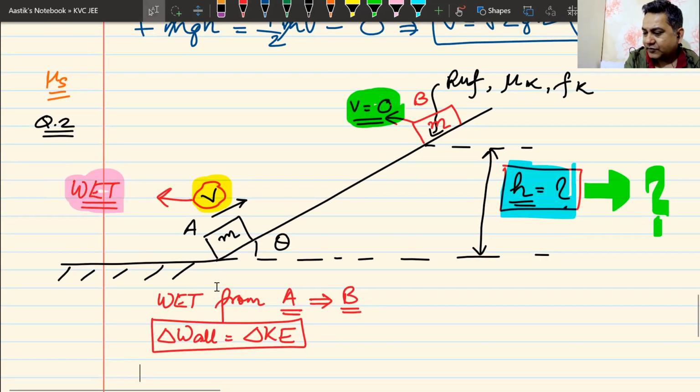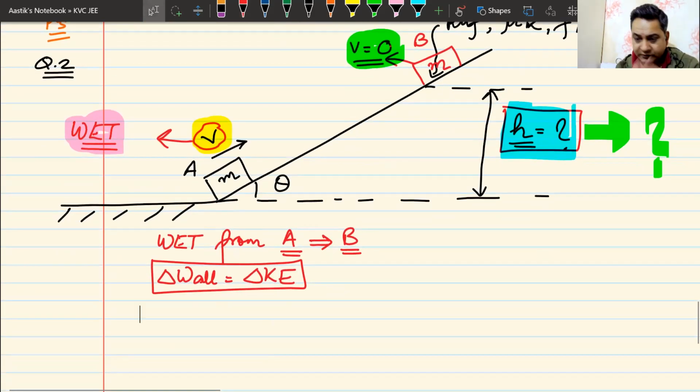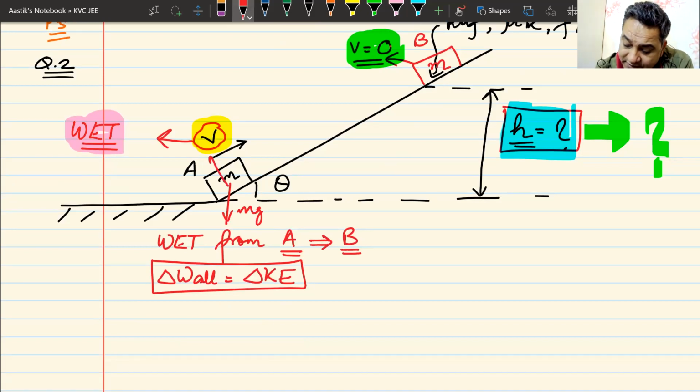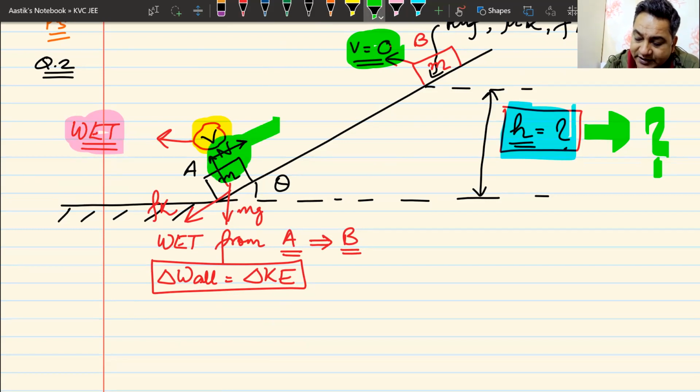Now, once we talk about all forces, we have to draw all these forces. The first force is gravity, mg. The second force is normal reaction, N. It is moving up, so frictional force will be downwards, Fk. So these are the three forces that I must be concerned about. And I have to find out the work done by these three forces. Let us first talk about the normal reaction. What is the work done by normal reaction?